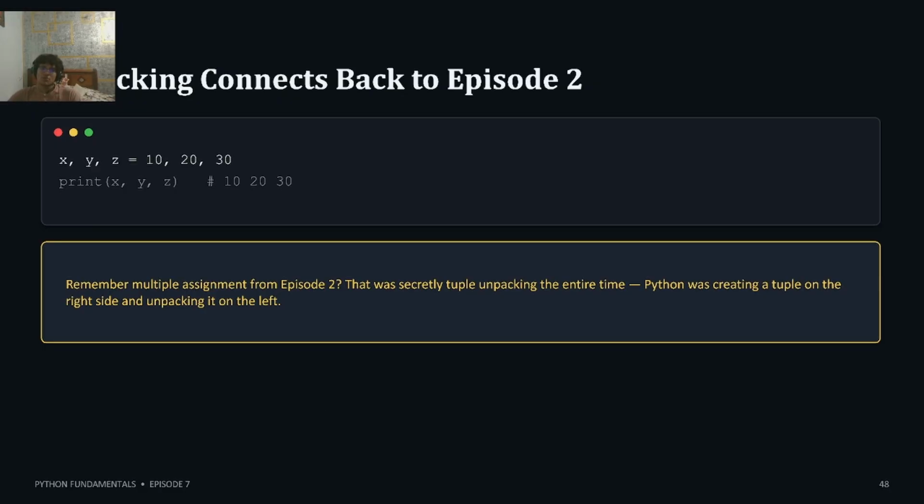Now let's move to the next one. Unpacking connects back to episode 2. See, I want to point something out that might genuinely surprise you. Remember multiple assignment back in episode 2? That was secretly tuple unpacking this entire time. Python was quietly creating a tuple 10, 20, 30 on the right side of that equal sign and unpacking it into x, y, z on the left side. You have actually been using this feature since episode 2 without knowing its real name.